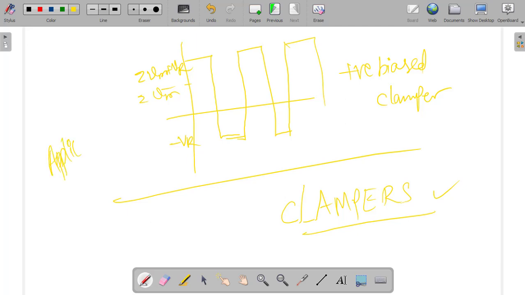These are the different applications of the waves. Clippers and clampers are one of the major applications of your diode.